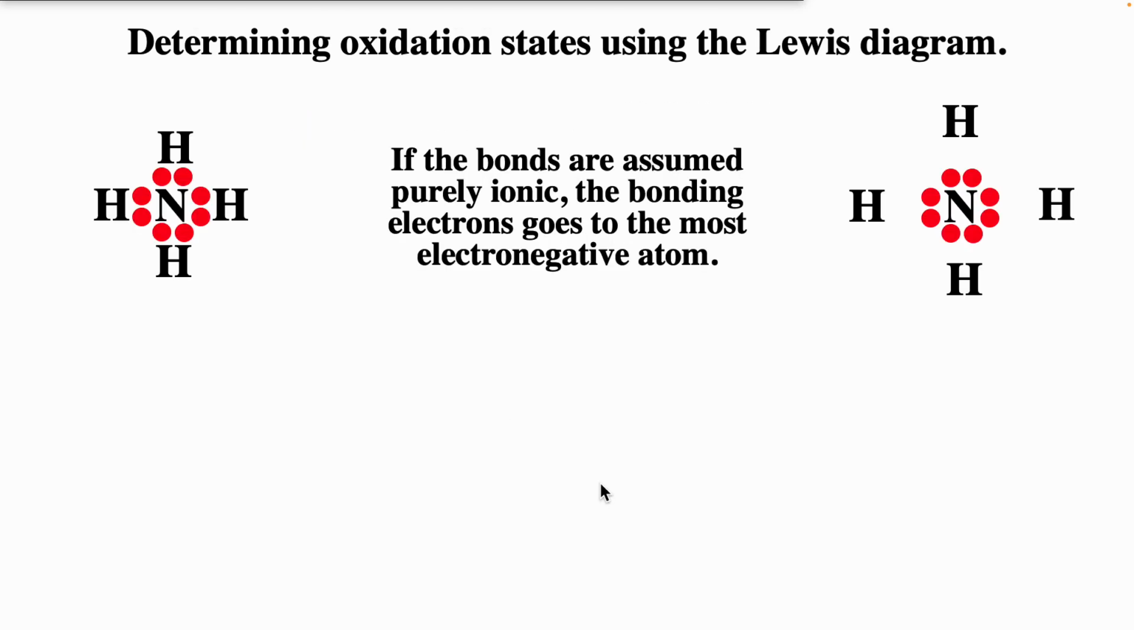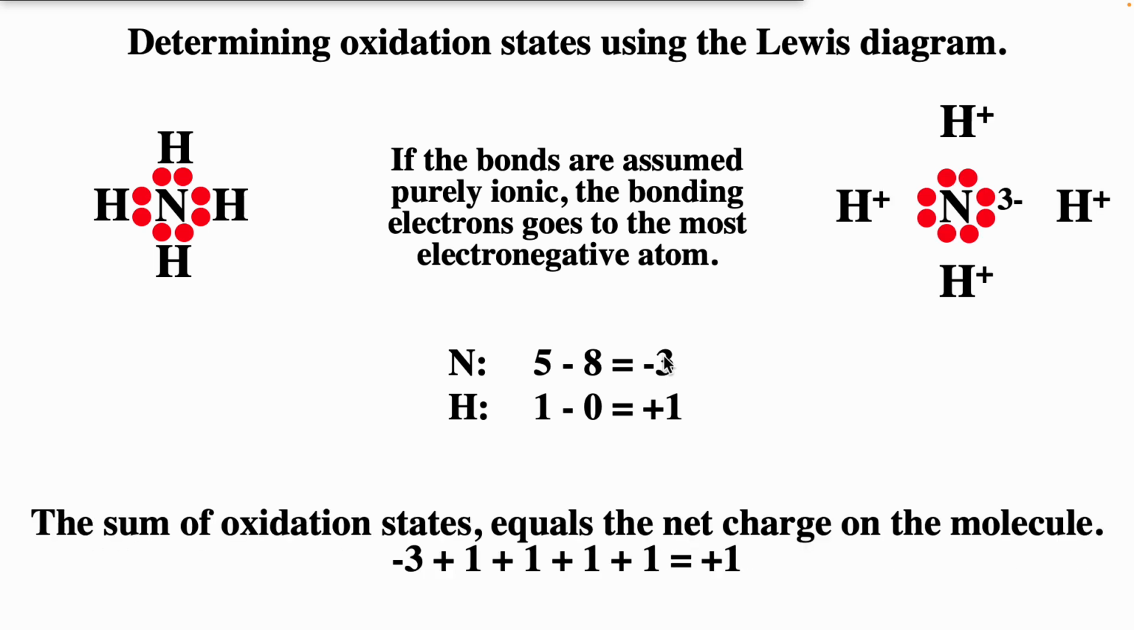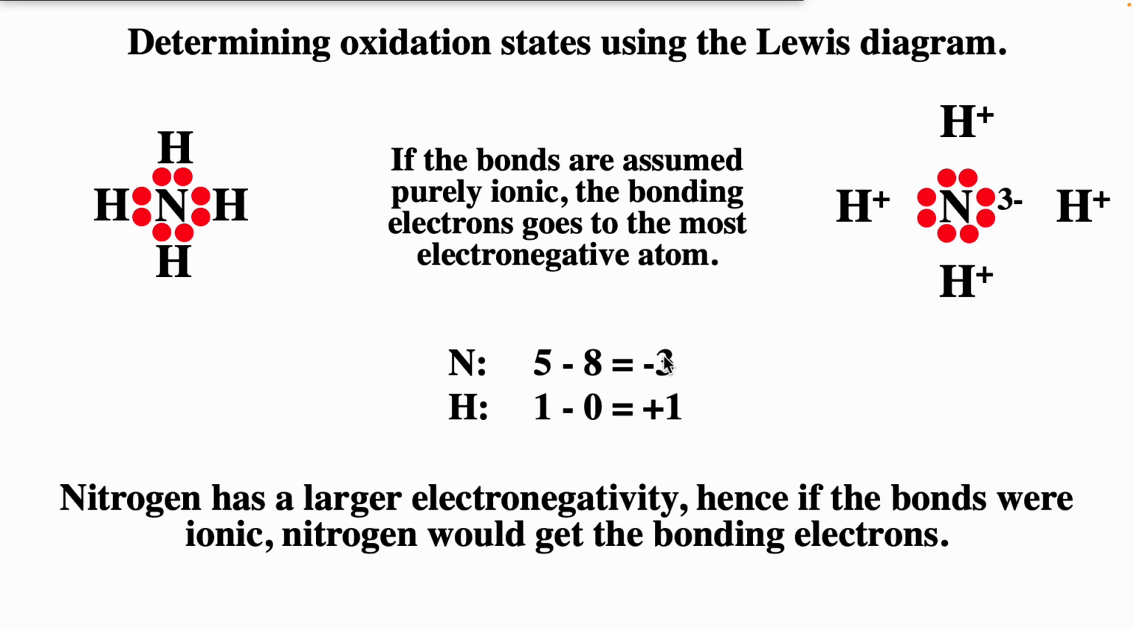We can do it using the Lewis diagrams. And so again, we start with the Lewis diagram. Nitrogen is more electronegative than the hydrogen, and so the nitrogen will get the bonding electrons. Remember, oxidation state is the charge an atom would have if the bonds were purely ionic. And now we just do number of valence electrons of free atom. So free atom of nitrogen has 5. Here we have 2, 4, 6, 8. And so that gives us a -3 oxidation state for nitrogen. And for hydrogen, it is a +1. And again, the sum of oxidation states equals the net charge. And again, the more electronegative element gets the negative oxidation state. The least electronegative element gets the positive oxidation state.